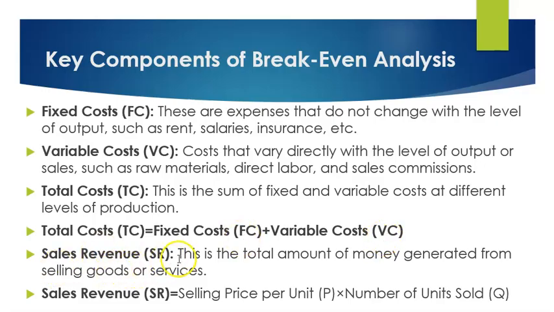Sales revenue. So sales revenue is the total amount of money generated from the selling of goods or services. That's sales revenue. How much money have you obtained after selling your services, after selling your goods that you've produced? It will be called sales revenue. Now, how do you calculate sales revenue? Sales revenue is given by selling price per unit times number of units sold. If you are selling at 10 quarter and you have sold 100 units, what will be the sales revenue? You multiply 10 quarter per unit times 100, so you get 1000 quarter as your sales revenue.